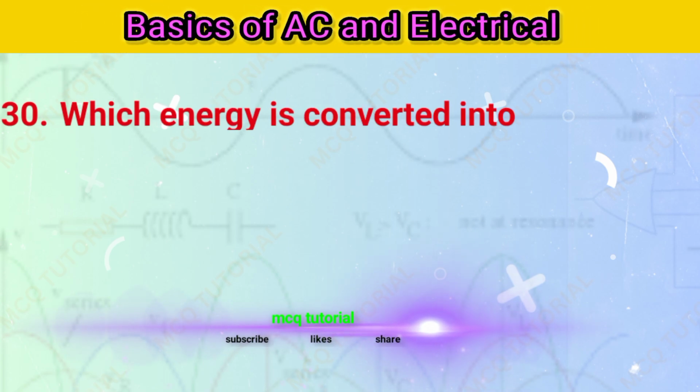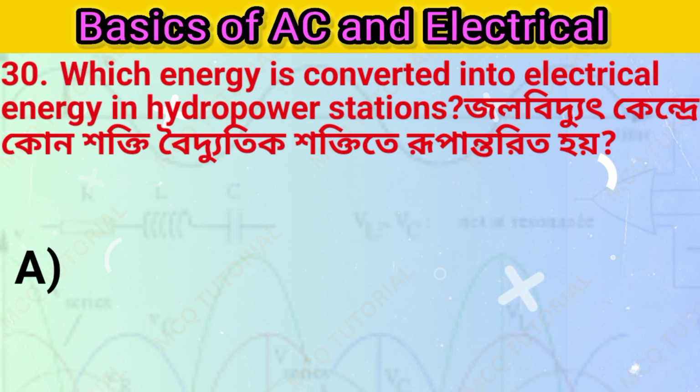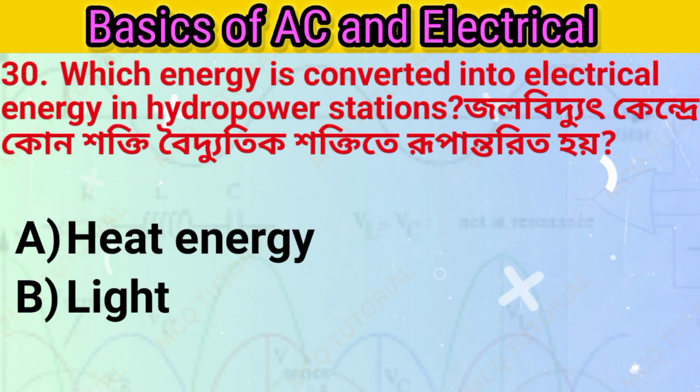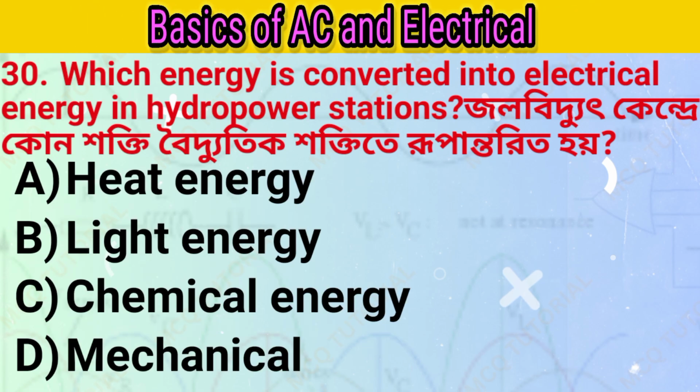Question 30. Which energy is converted into electrical energy in hydro power stations? Option A heat energy, option B light energy, option C chemical energy, option D mechanical energy.